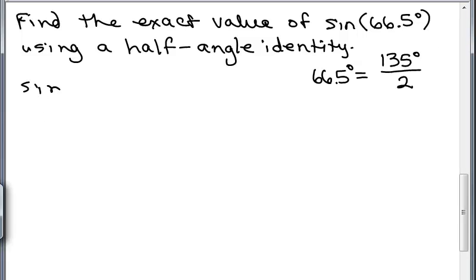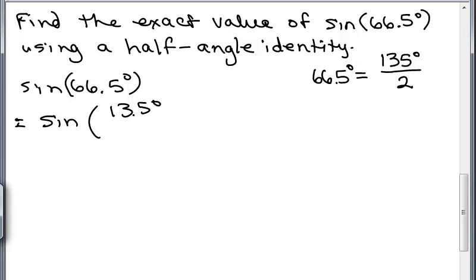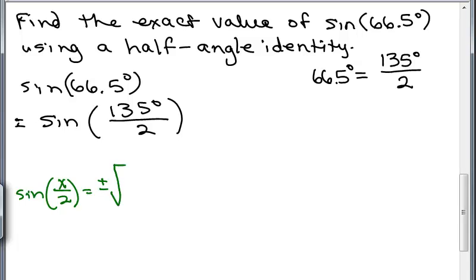So the sine of 66.5 degrees is the same thing as asking what's the sine of 135 degrees over 2. And now we have a half angle identity for the sine of x over 2, and in this case our x would be 135 degrees. So let's just write that identity down here. The sine of x over 2, I'm going to use this identity. It says plus or minus the square root of 1 minus cosine of x over 2.